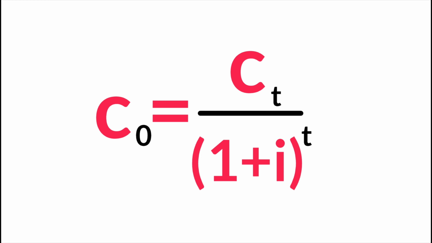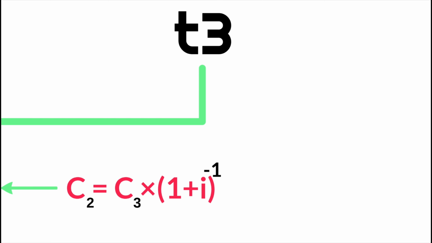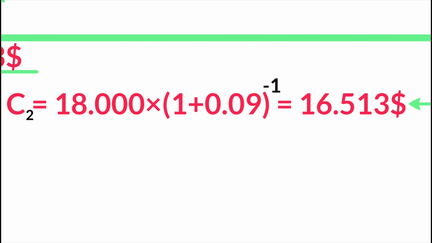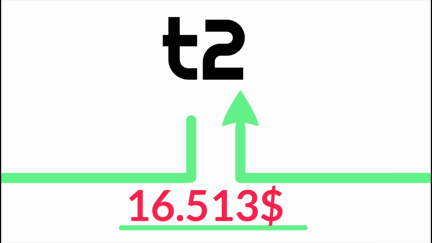To discount the $18,000 from year T3 to year T2, they calculate capital after 2 years, C2, equals capital at the end of the investment period, C3, times 1 plus i, where i is the interest rate, raised to the power of minus 1. Substituting the values into the formula, they calculate $18,000 times 1 plus 0.09, where 0.09 is the interest rate, raised to the power of minus 1. This results in a value of $16,513.